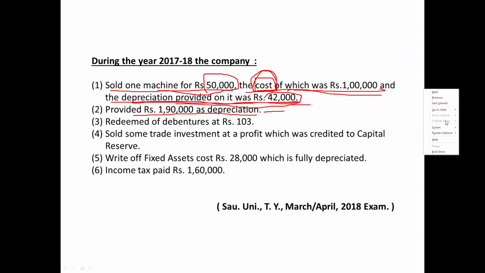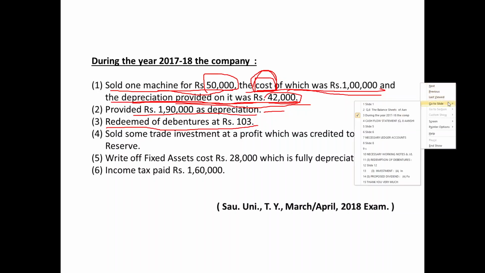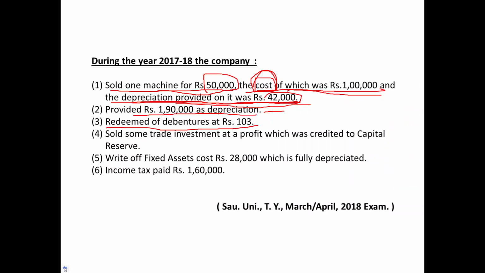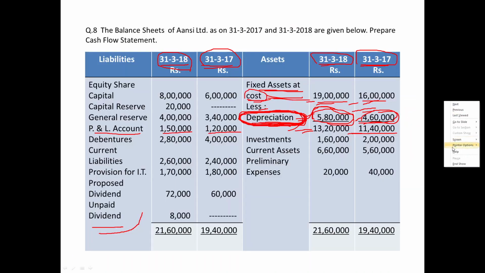Point number 3. Redemption of debentures has been given at rupees 103. Amount of redemption of debenture has not been given over here. So how can we decide it? It can be decided by verifying the balances of debentures in the balance sheet.